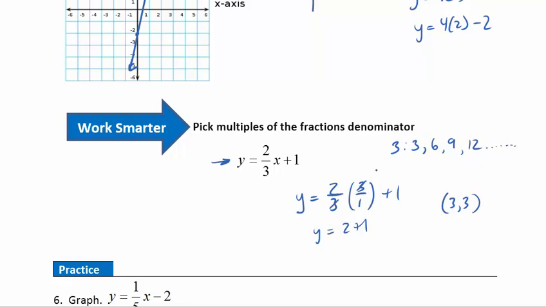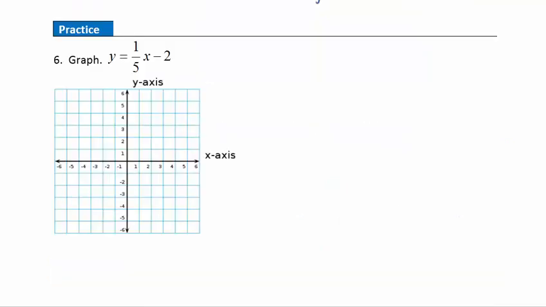And notice if I put a 6 up here, this 3 would divide out. It would leave me a 2 up here, but it would still divide that denominator of 3 out. And once we divide the denominator of 3 out, we're not going to have fractions anymore in our problem. So anytime we're working with an equation and the cluttered variable is multiplied by a fraction, pick multiples of this fraction's denominator, and it will clear the fractions right out of the equation for you. Let's go ahead now and practice this idea. Pause your video player and graph this equation.